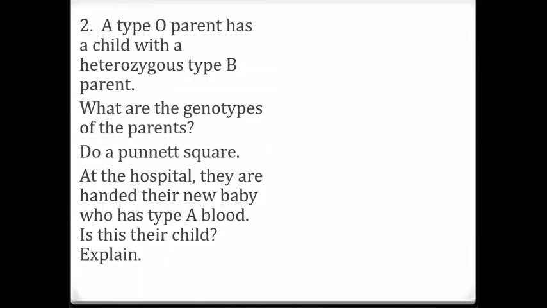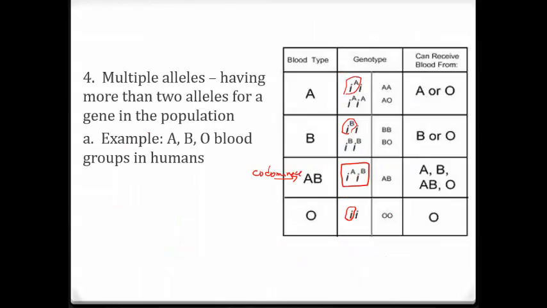They have a child with a heterozygous type B. Alright, so we have two different types of blood than we had in the previous example. We have type O, and then we have heterozygous type B. So I'm going to quickly go through back here. Type O blood, there's only one genotype for type O, and that's 2 lowercase i's.